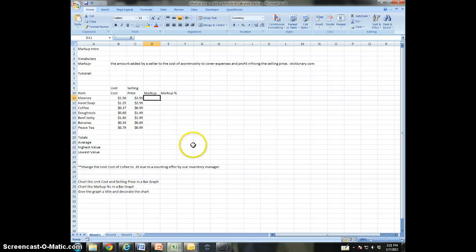Alright, today we're going to calculate markup. And we're doing the markup intro, create a formula to calculate markup. So markup, having the vocabulary term right here, is the amount added by a seller to the cost of a commodity to cover expenses and profit in fixing the selling price. So basically it is how much you increase the price by on something to make a profit.